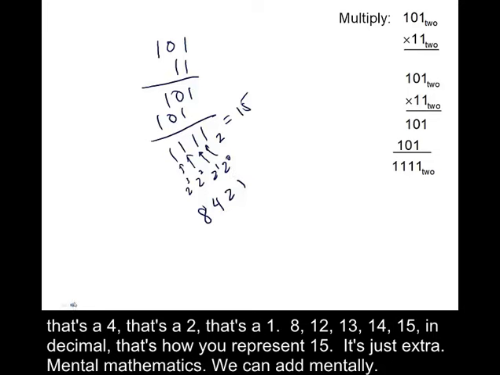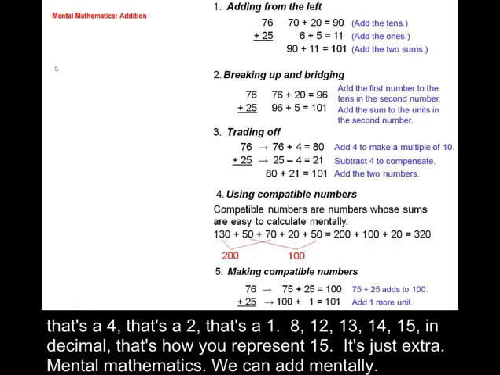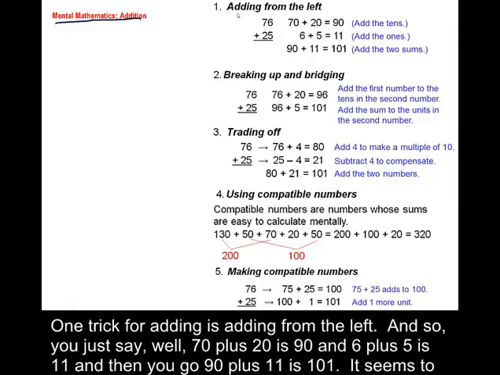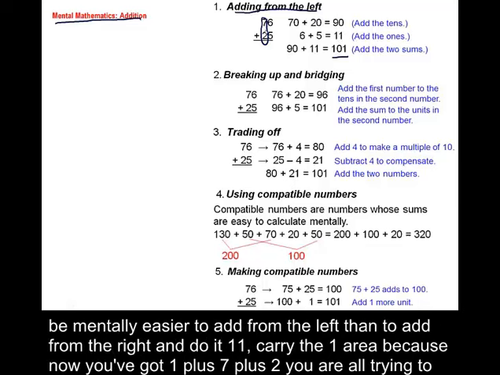Just extra: mental mathematics. We can add mentally. One trick for adding is adding from the left. You just say, okay, 70 plus 20 is 90, and 6 plus 5 is 11, and then 90 plus 11 is 101. It seems to be mentally easier to add from the left than to add from the right and do 11, carry the 1, because now you've got 1 plus 7 plus 2, and you're all trying to juggle.